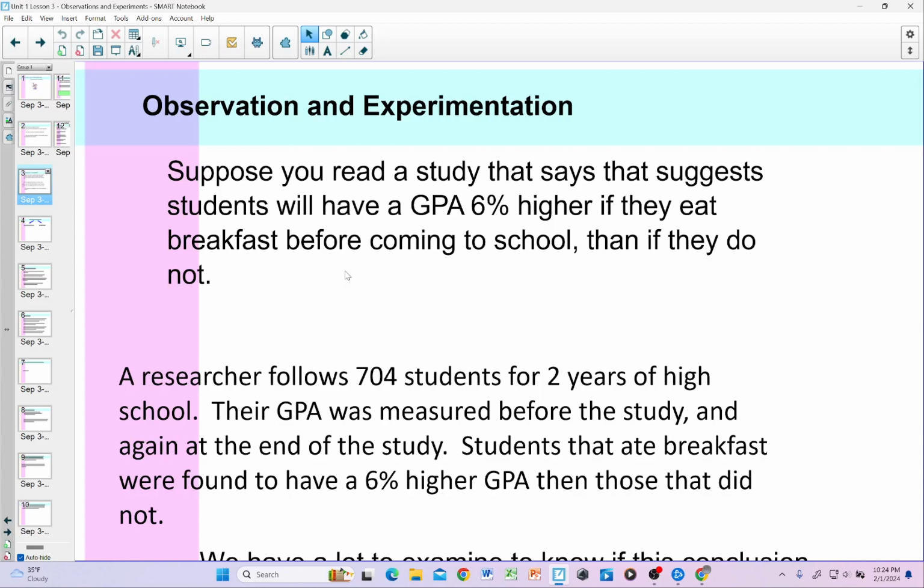The students that eat breakfast on a consistent basis were found to have a 6% higher GPA than those that did not. Now, what's not clear here, just simply based on the wording, is whether or not it's 6% higher GPA altogether or whether it's 6% higher GPA growth. I'm guessing it's just altogether. Now, the question is, what does this tell us? Is this legitimate?